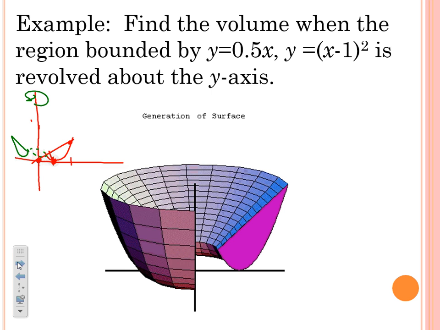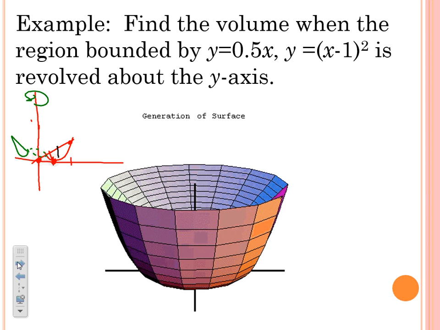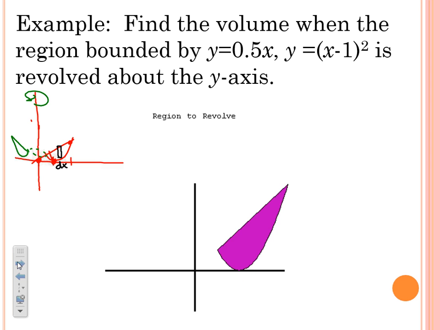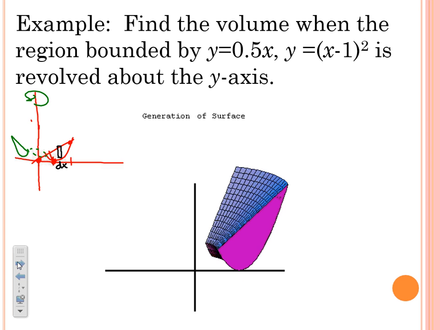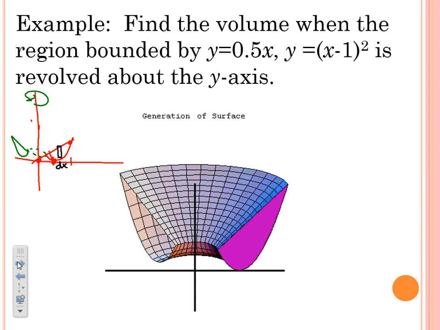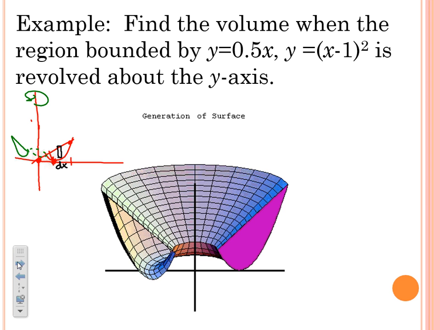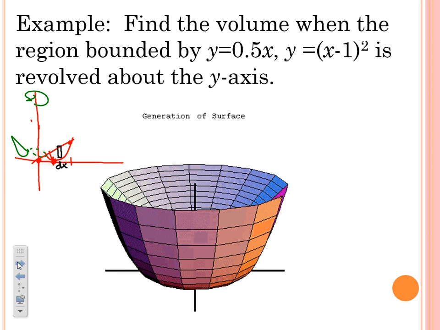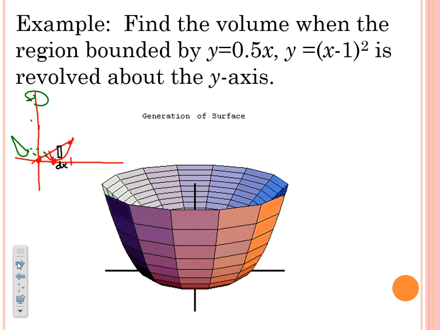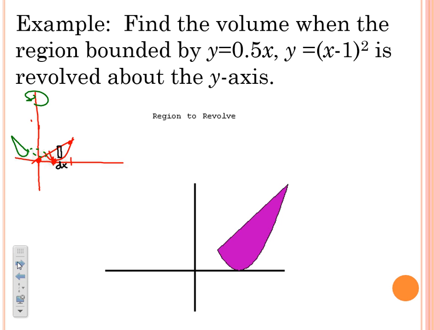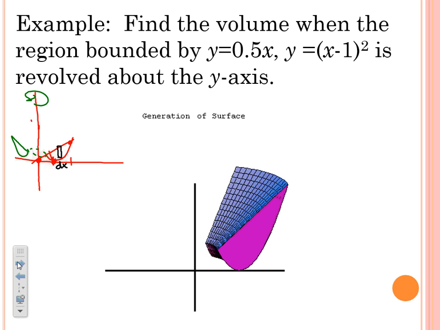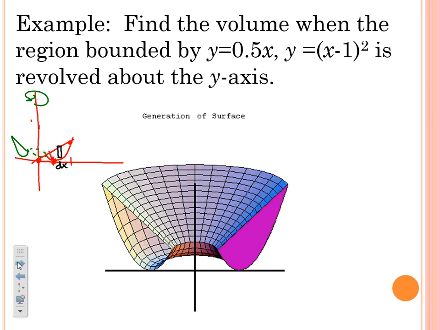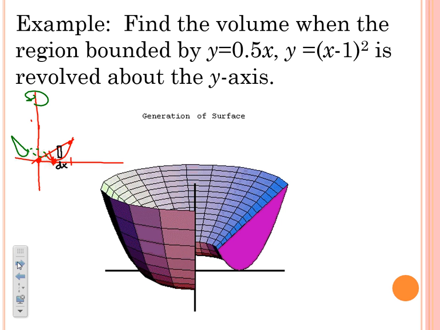Since we are using the shell method, I am going to draw vertical rectangles that have thickness dx, because when I rotate long rectangles around the axis, I'm going to get shells. Everyone visualize that? We'll worry about the intersections later. What I want you to remember is 2 pi r h. If you can remember 2 pi r h, you can remember the shell method.